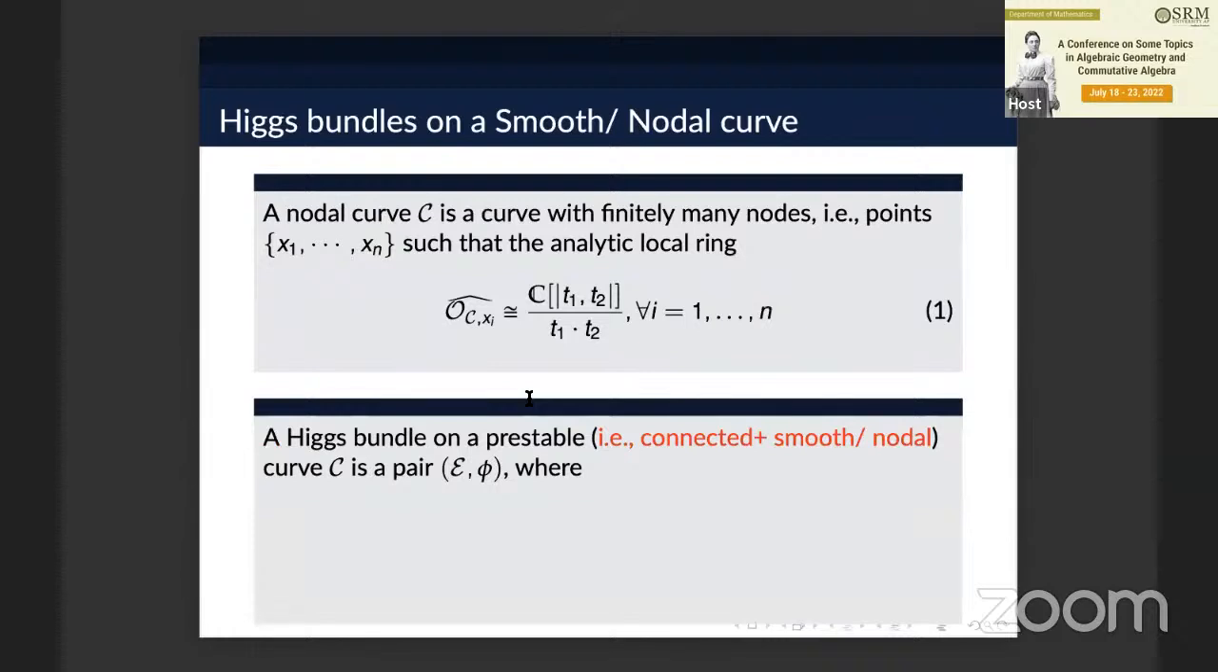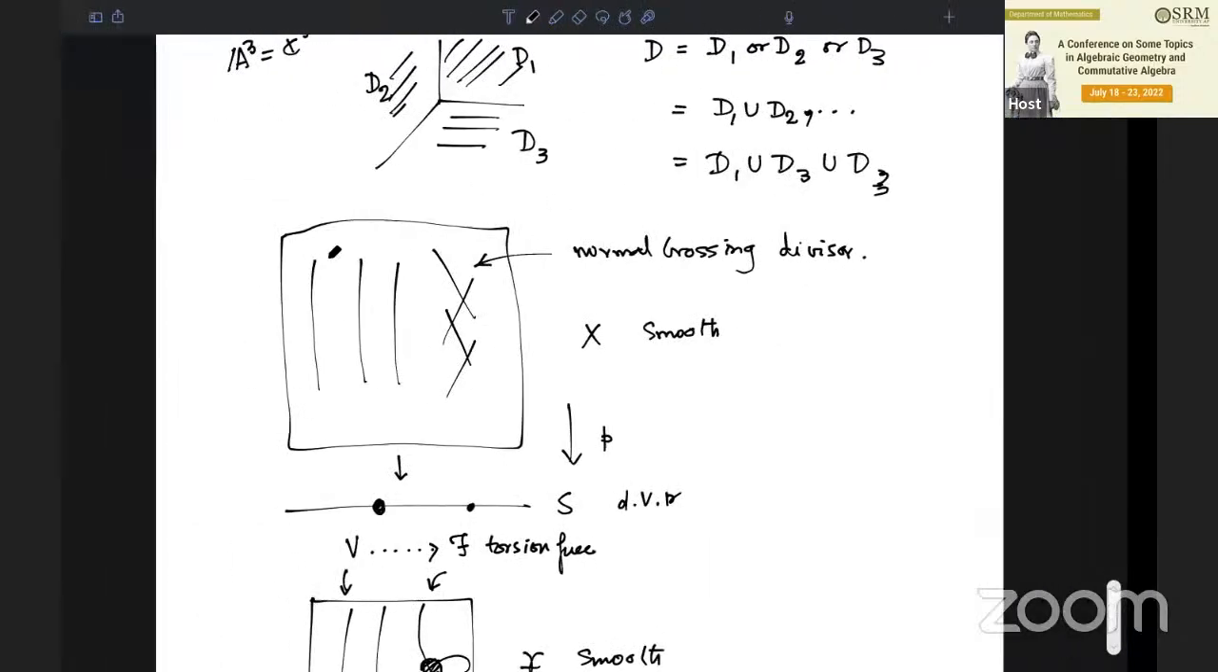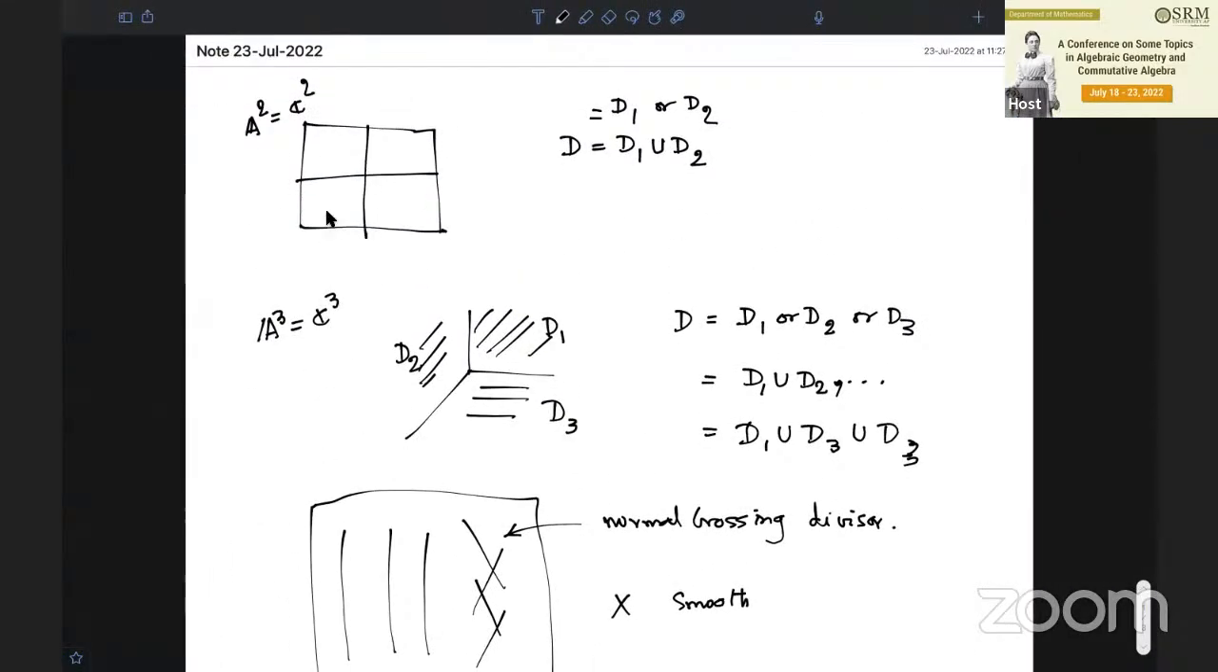Okay, so next we define a Higgs bundle on a smooth curve or nodal curve. A nodal curve C is a curve with finitely many nodes, that is, finitely many points x1, x2, ..., xn such that the analytic local ring of the curve at that point should be C[[T1, T2]] modulo T1 times T2 for every node. So the analytic local picture around every node should look like our first example, the union of two hyperplanes in A2.